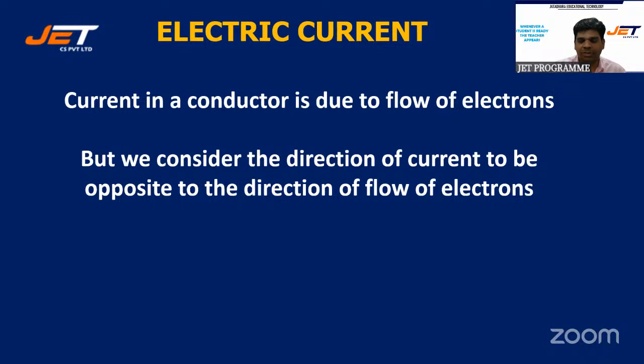So two directions are there, students. One is conventional current, one is electronic current. Electronic current is in the direction of electrons. Conventional current is opposite to the direction of electrons.